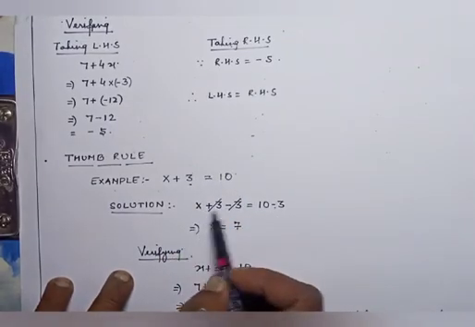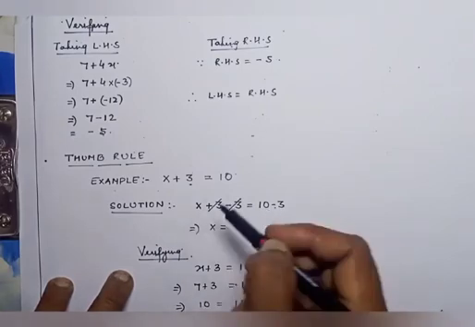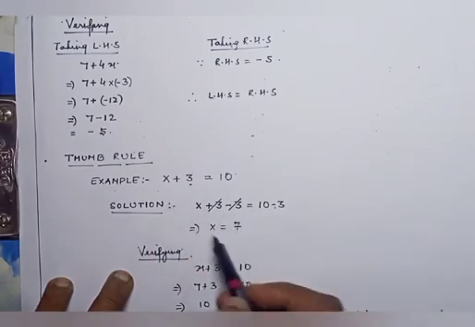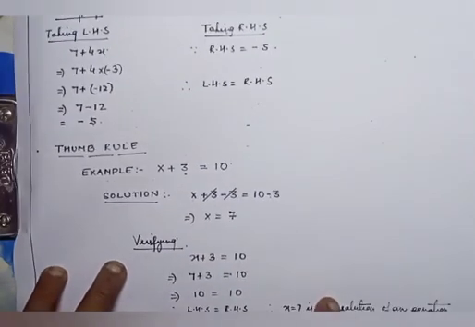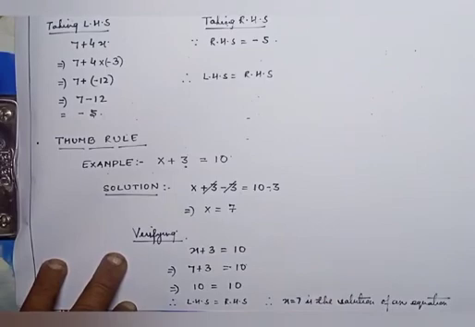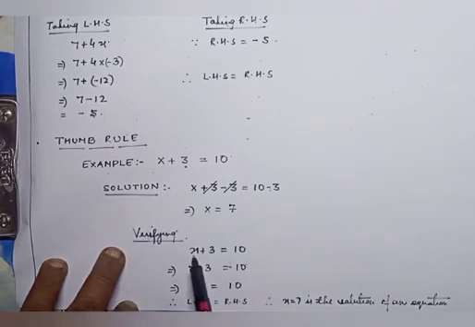It means x plus 3 minus 3 is equal to 10 minus 3. Plus 3 minus 3 cancelled. So x is equal to 10 minus 3, which is 7. Again we are going to verify whether LHS is coming equal or not by putting the value of x. x is 7. 7 plus 3 is equal to 10. It means both LHS and RHS are coming equal. This shows that x is equal to 7 is the solution of the equation.